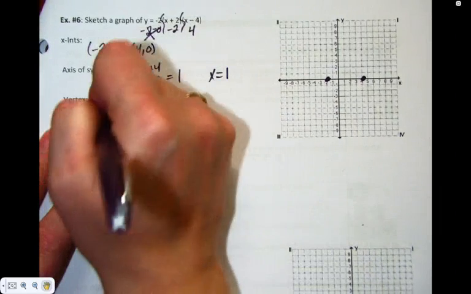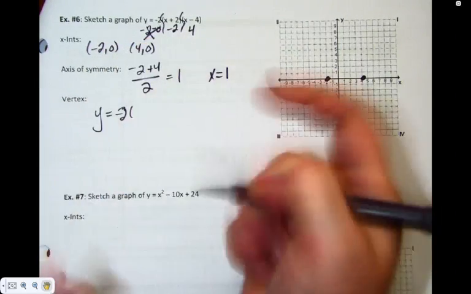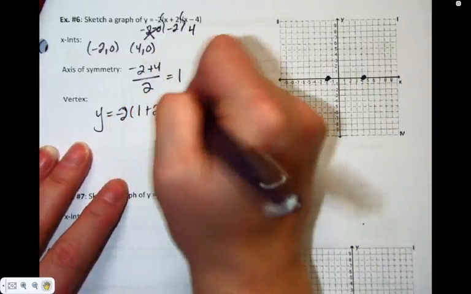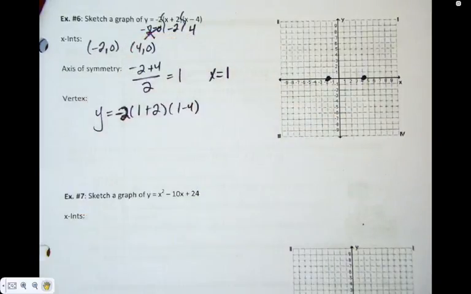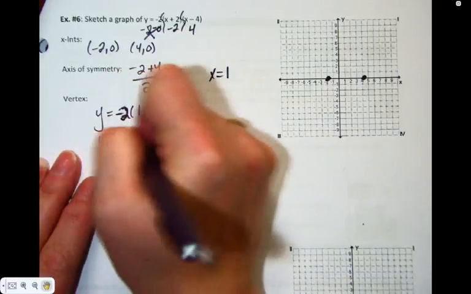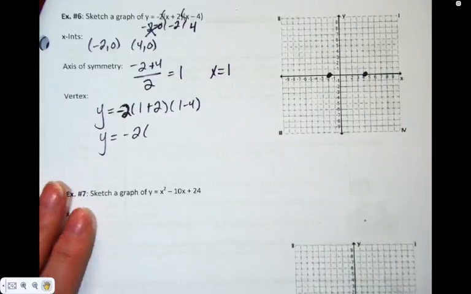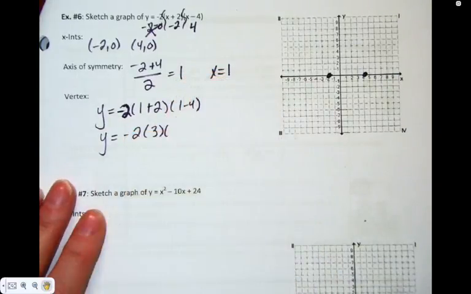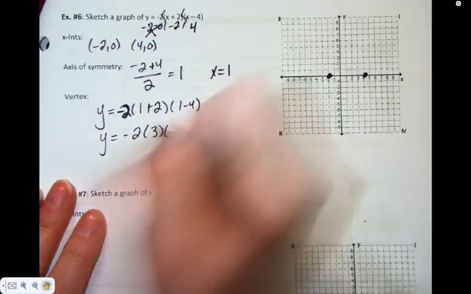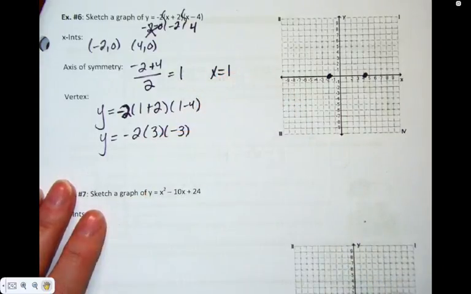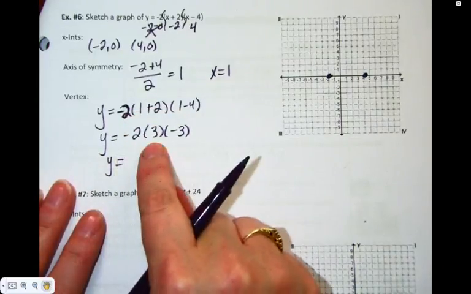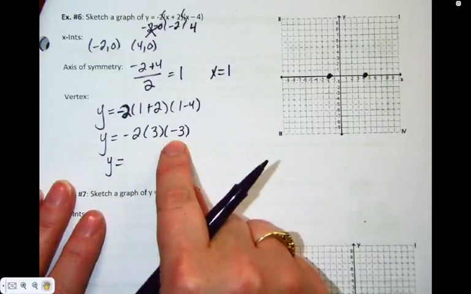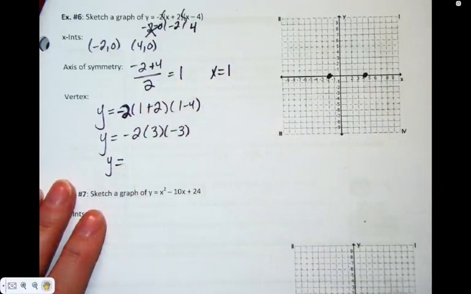Last step is we go back to the original question. We take out x, we put in the value of the axis of symmetry. We BEDMAS it, so we have to do the brackets first. 1 plus 2. 1 minus 4. And the last step is just multiplying all those together. So negative 2 times 3, negative 6, negative 6 times negative 3. Ooh, I heard 18 and I heard 12 at the same time.